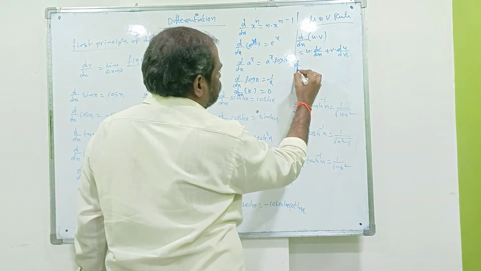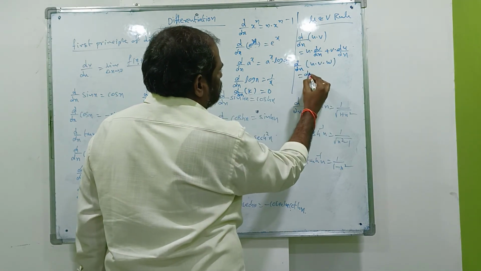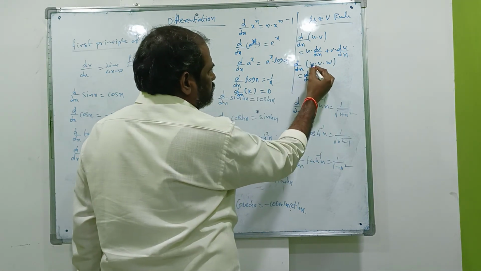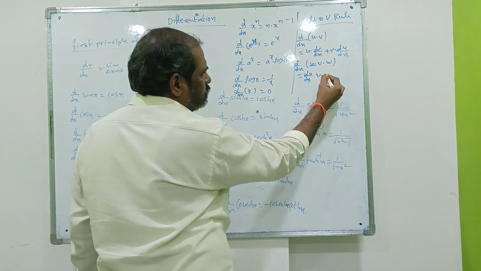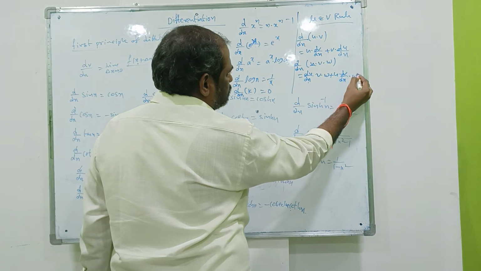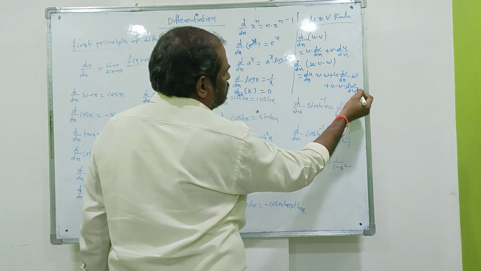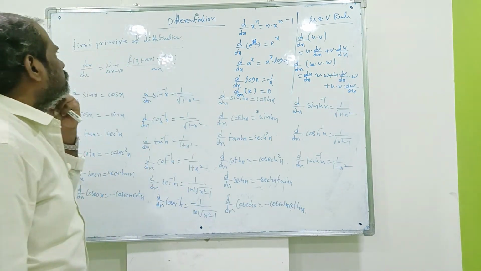Next, d by dx of u into v into w. First write the differentiation of u, du by dx, into v into w, plus u into dv by dx into w, plus u into v into dw by dx. This is the u into v into w rule.